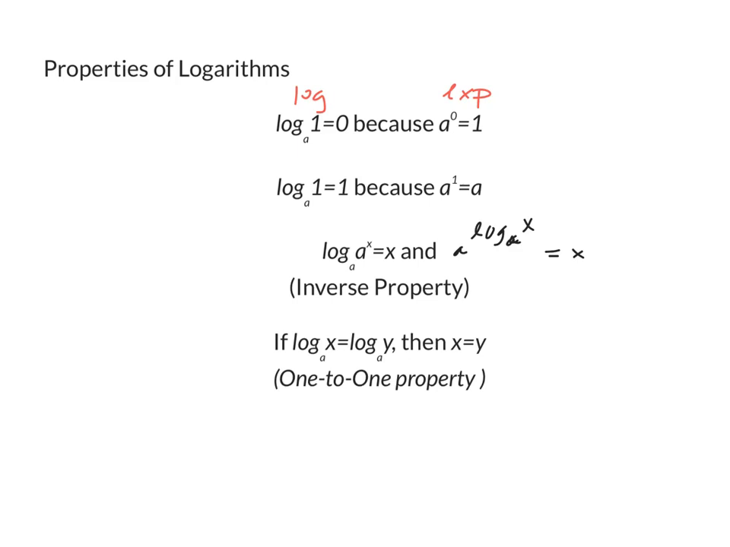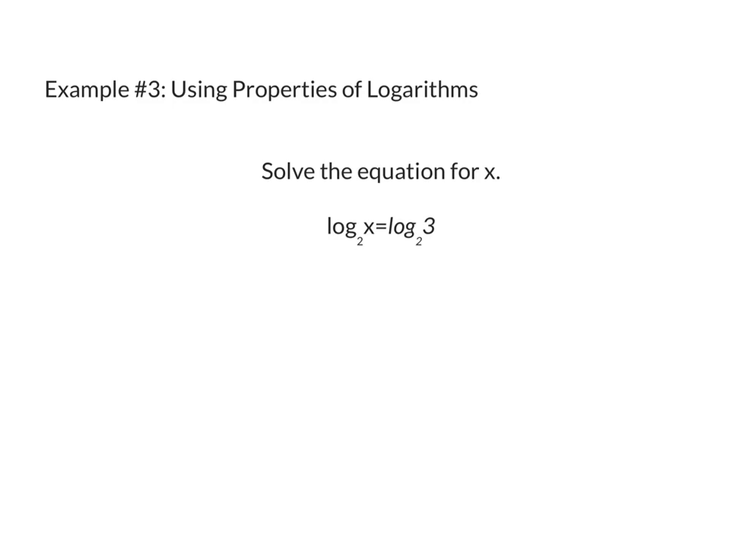So let's look at example 3. In example 3, we're going to solve the equation for x. So if I have log base 2 of x equals log base 2 of 3, essentially because they have the same log base, then these numbers are the same. So x equals 3. There was no work to be done. You just had to look for it.